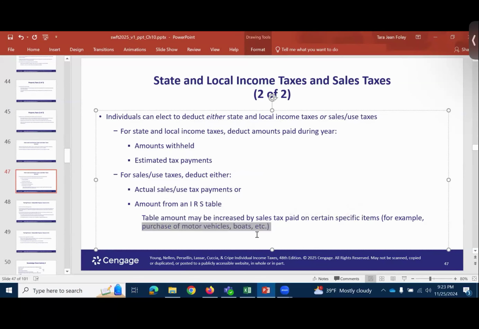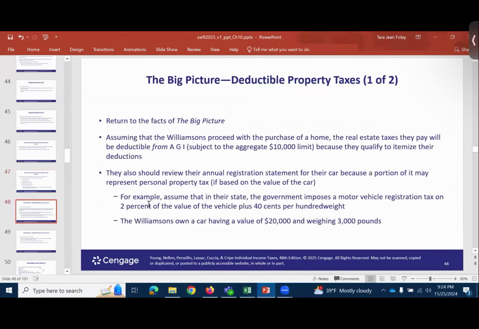So maybe last year you worked, but your state and local income taxes were a low amount, but you bought a huge boat and paid a huge amount of sales tax for it, or you bought an RV and the sales tax is more than the income tax. Well, then you deduct the sales tax over the income tax.